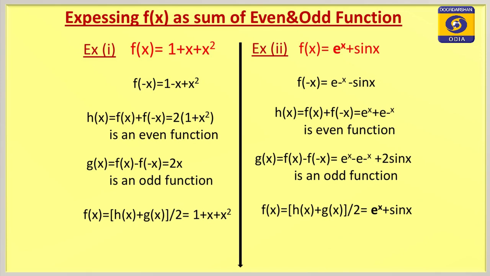f(x) is equal to 1 plus x square, that is, we will write f(x) as sum of even and odd functions. And in example 2, f(x) is equal to e to the power x plus sin x, and that can also be expressed as sum of even function and odd function. You see, what is f(x)? It is 1 plus x square. What is f of minus x? So, we use the blackboard for this.